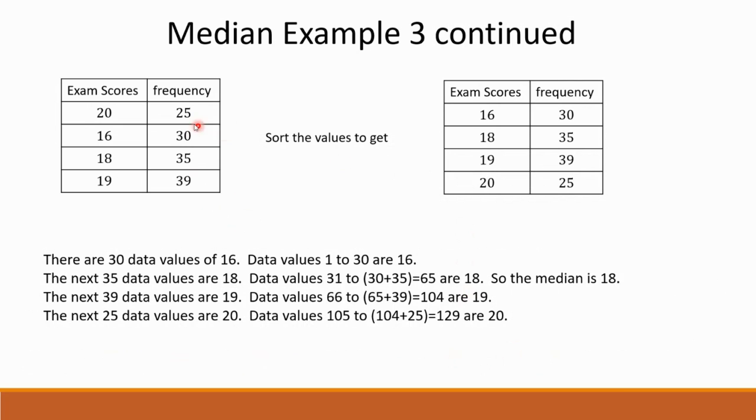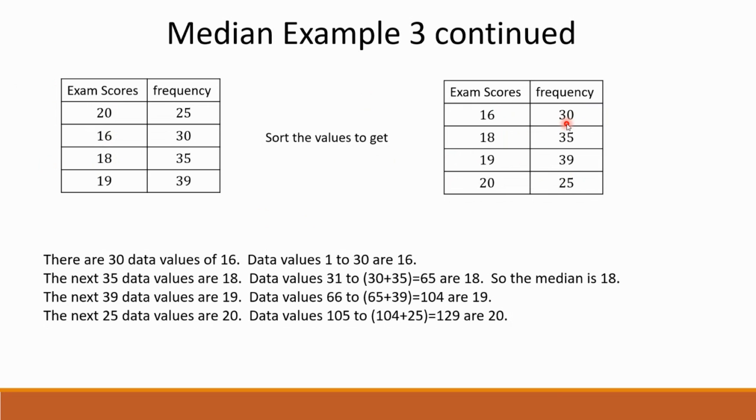Okay, so let's do that. So what did I do? Well, we sort the values here, right? In this case, the exam scores we sorted, but each number, we keep its frequency with it. So 16 stays with its frequency 30, 18 stays with its frequency 35, and so on. We're sorting the exam scores, but keeping each score with the corresponding frequency. Now, we proceed as before.